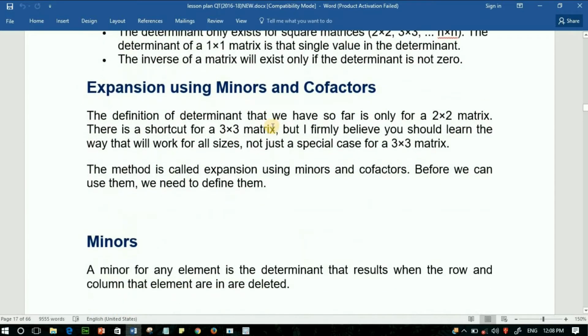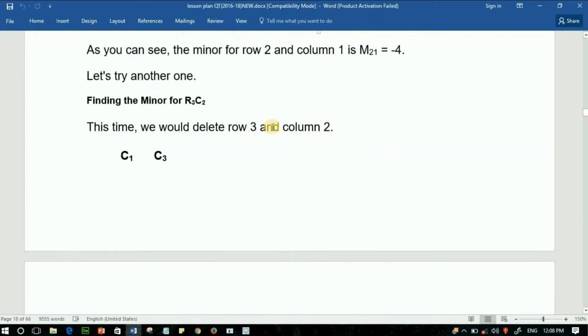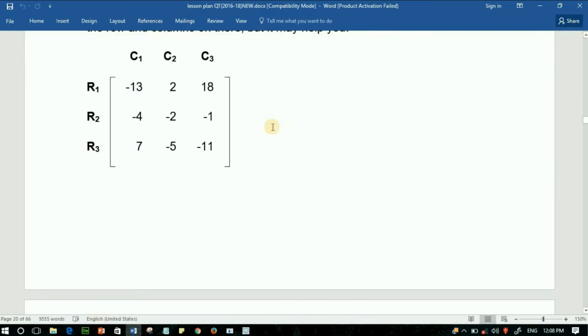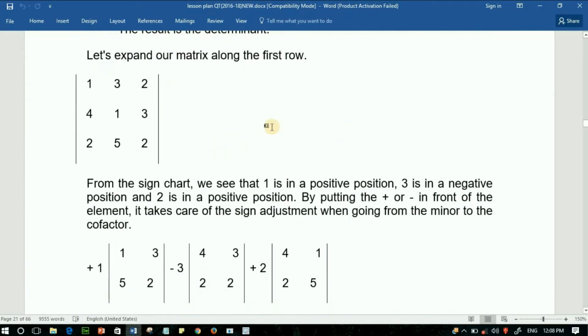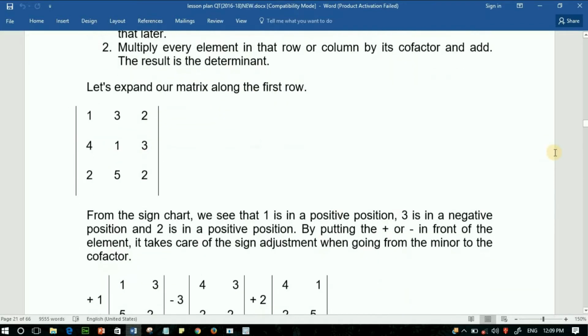Then how to evaluate a 3 by 3 matrix? For example, the matrix A is equal to 1 3 2, 4 1 3, 2 5 2, and its determinant is 1 3 2, 4 1 3, 2 5 2. We are going to find the real number associated with that matrix, that is, the determinant of the matrix. So you write it in parallel lines: 1 3 2, 4 1 3, 2 5 2.